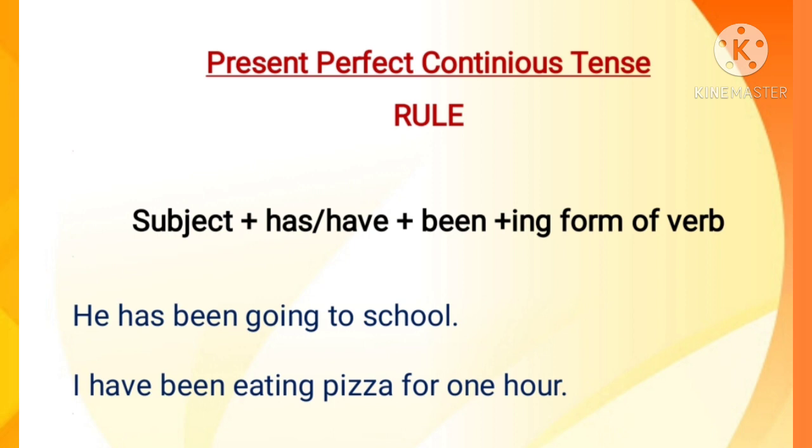He has been going to school. Here, he is the subject. He is singular, so we will use has. He has been going, ing form of the verb, going to school. Next sentence, I have been eating pizza for 1 hour. Here I is the subject. Since I is the subject, we will use have plus been, then eating. Eating is the ing form of the verb eat. Eating pizza for 1 hour. I have been eating pizza for 1 hour.